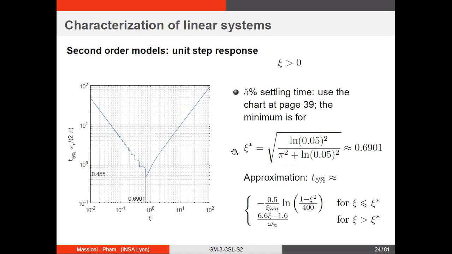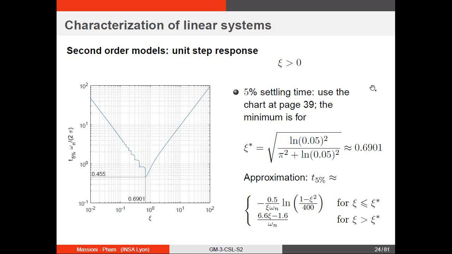You can use this chart here. How do you do it? Well, basically you read here the value of psi on this axis. Pay attention, it is in logarithmic scale. Then you read here your settling time times omega n divided by 2 pi, and if you know omega n, you can compute the settling time. Otherwise, there is this approximated formula.